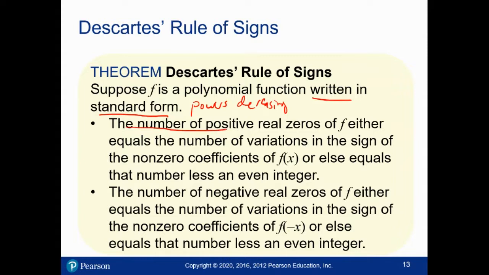The quantity of positive real zeros is either equal to the number of changes in the sign of the coefficients, or it's off by a multiple of 2. The number of negative real zeros is the same thing, but instead of working with f of x, work with f of minus x. Honestly, stating it is confusing. Working through a few examples will make it clear.